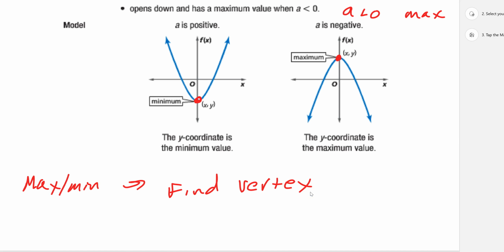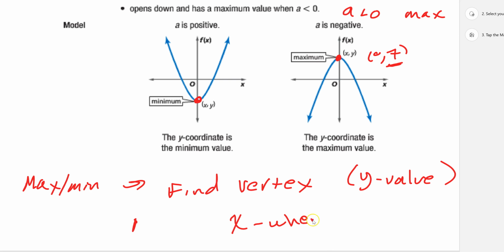Now when I say that, let's say this point right here, just to give an example, is 0, 7. What's the max? It's actually not 0. A lot of people think it's the x value. It's the y value. The max or the min is the y value. The x value is where it happens, where the max or min occurs. So keep that in mind.